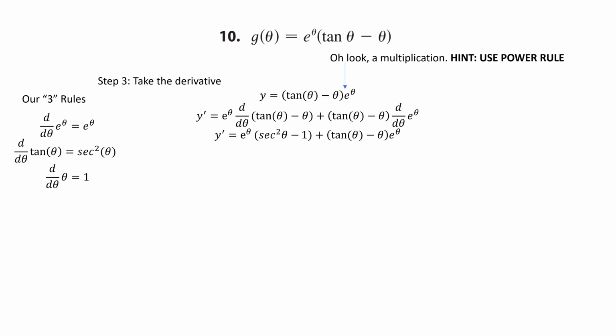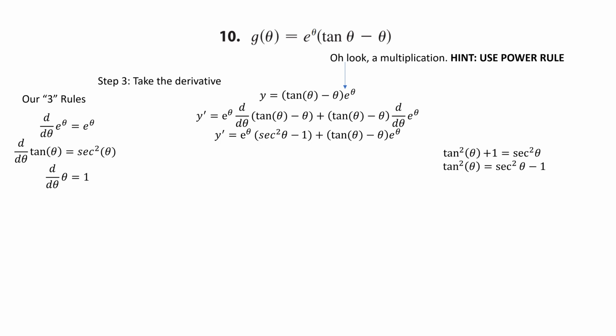And the derivative of theta is just 1. But remember, it's negative theta, so after you take the derivative, you have to keep that negative, and it becomes negative 1. On the second term, the derivative of e to the power of theta is just e to the power of theta again, so nothing really changes.